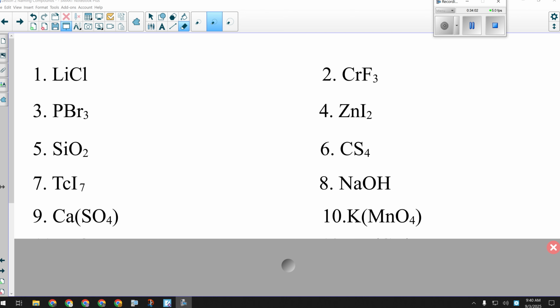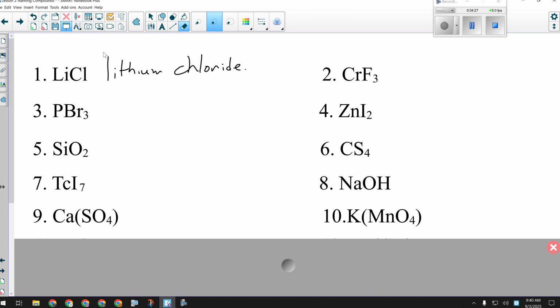Number 1, is that ionic or molecular? Ionic, yeah. Lithium is a metal. So we follow our ionic naming rules. We write the name of the metal, lithium. We write the name of the non-metal, ending in "ide." And then when we're done, we check if Roman numerals are needed. Do I need Roman numerals for this one? Nope. Lithium only has one possible charge, so I'm done.